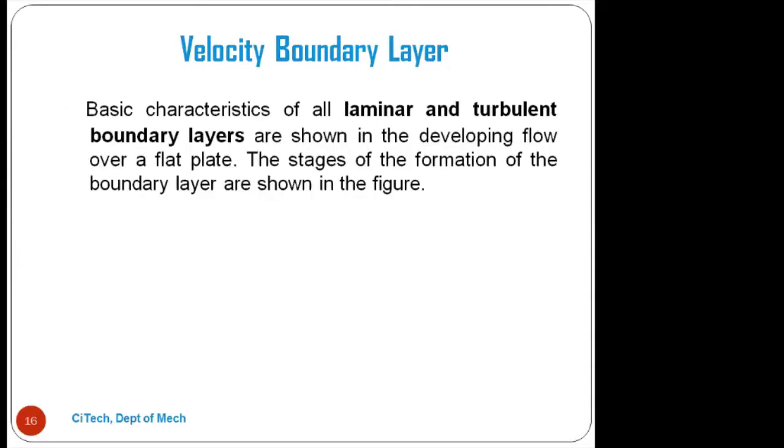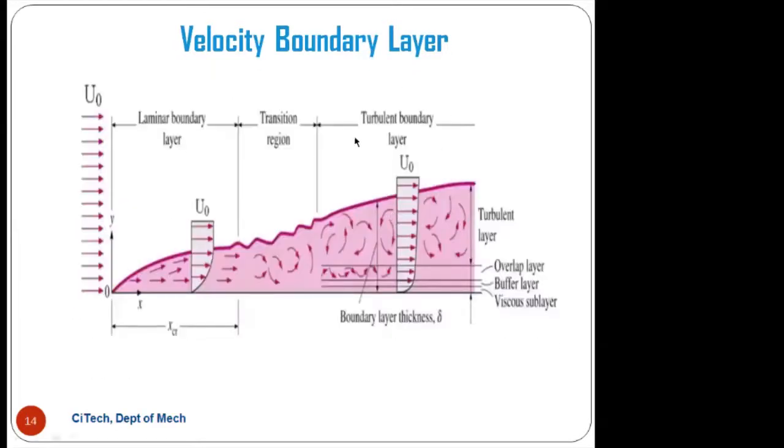The basic characteristics of the laminar and turbulent boundary layer are shown in the developing flow over a flat plate. The stages of the formation of the boundary layer are shown in this diagram. This turbulent boundary layer we can call fully developed flow, because the velocity is higher here in the turbulent flow. So all of this is the velocity boundary layer, and we discuss it along with this figure.